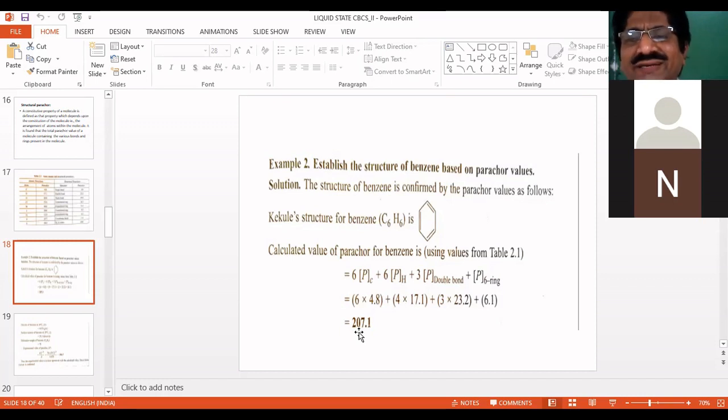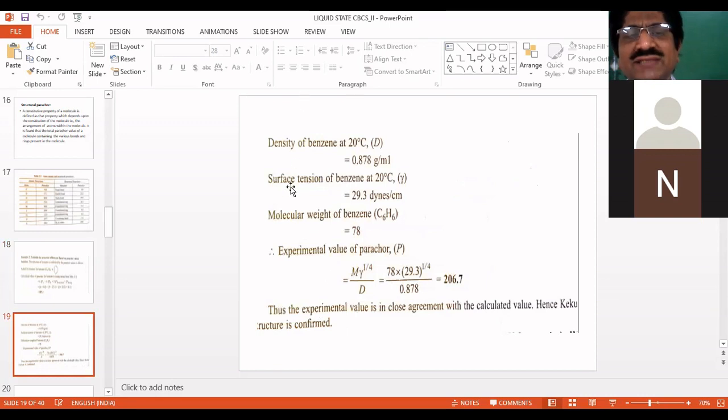Now, already we had studied the two methods to determine the surface tension of liquids. One is the drop number method and the second is the drop weight method. By using any one method, we can determine the surface tension of the liquid, and after determining the surface tension, you have to put that in the parachor equation and calculate the parachor. Okay, so that is what is called the experimental value.